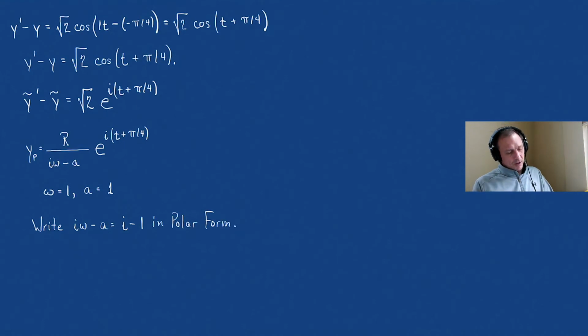Okay, well, let's see. The length of i minus 1 is just going to be the square root of 1 squared plus 1 squared. And let's just draw this picture. i minus 1 looks like this, so up and over. So it looks like this.